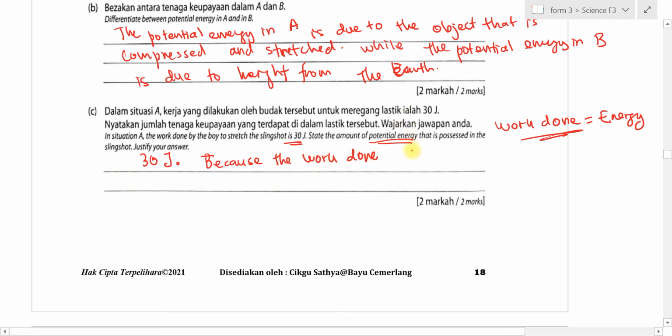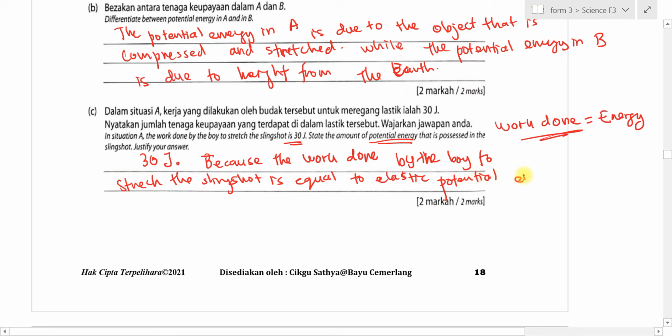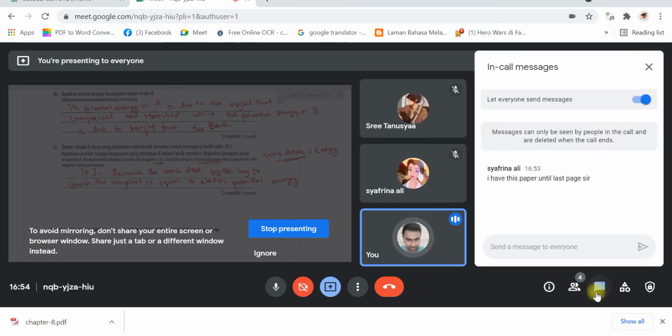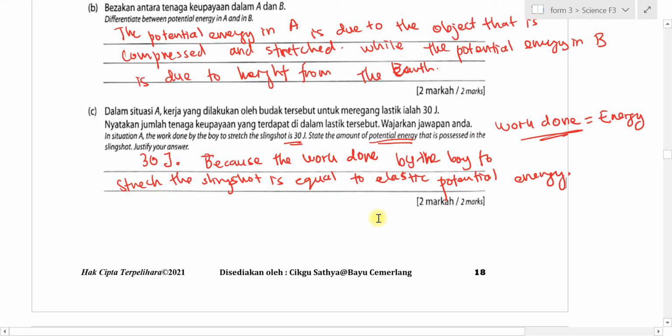Because the work done by the boy to stretch the slingshot is equal to the elastic potential energy. Okay, because work done by the boy to stretch the slingshot is equal to the elastic potential energy. Yes, someone? I have this paper until last page, sir. Okay, that's good. You can write down the answers.